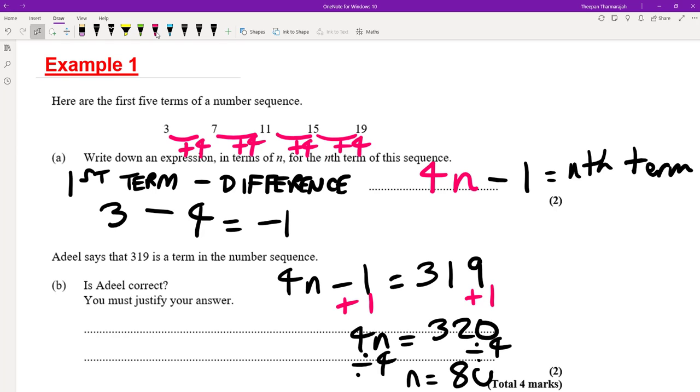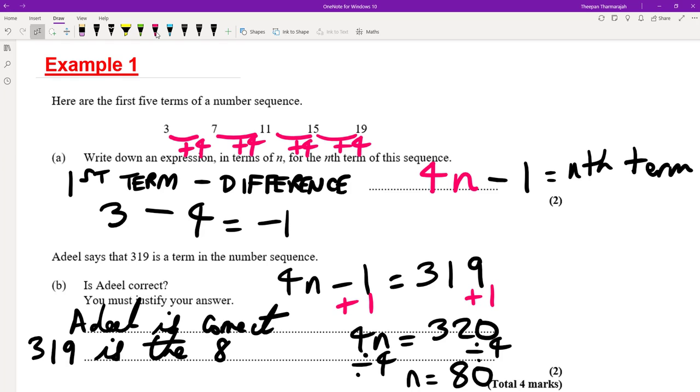So we get a whole number. So the answer is Adil is correct. And we could say 319 is the 80th term of the sequence.